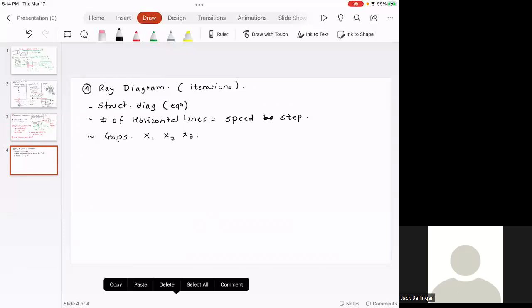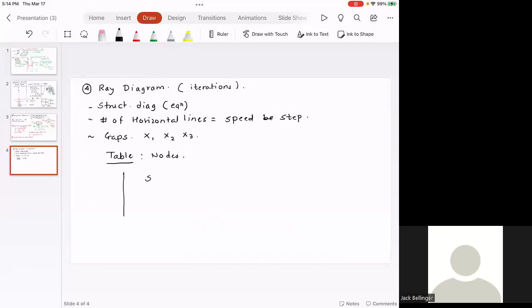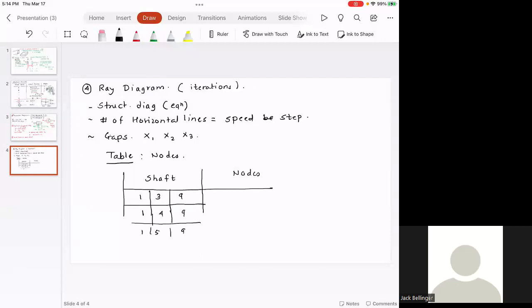And then what you need to do is you need to follow the table for nodes and select. So this is a table, shaft, nodes. So you have 1, 3, 9, 1, 4, 9, and 1, 5, 9, and you will have 13 nodes, 14 nodes, 15 nodes.